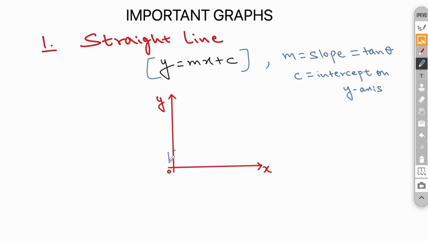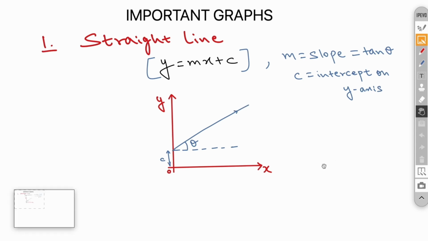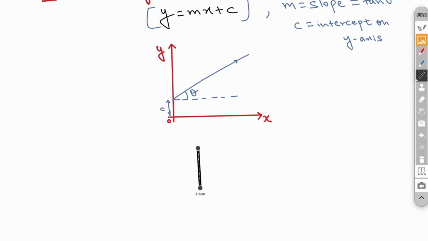So this point over here, the distance from the origin to this point on the y-axis, which is the intercept, is c. This is the line. It is making an angle theta with respect to the positive x-axis in the anti-clockwise direction, that is angle theta. And this is simply the line for this equation y is equal to mx plus c, right?